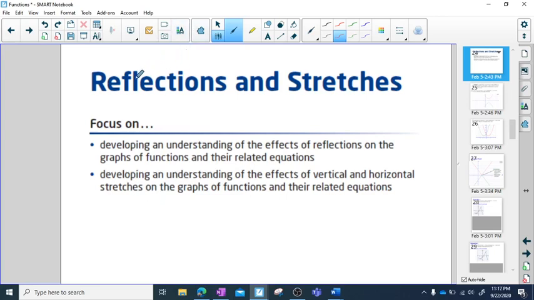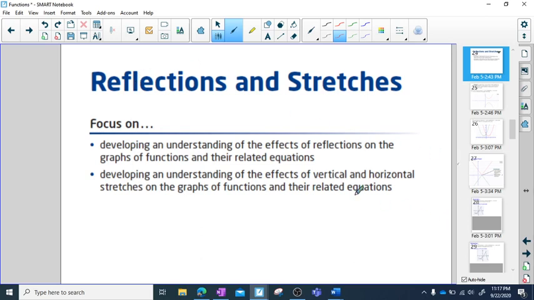Welcome to today's video where we're going to look at our second and third types of transformations that can be applied to functions. We're going to look at what are known as reflections, and we'll follow that up with an examination of how you stretch a graph.